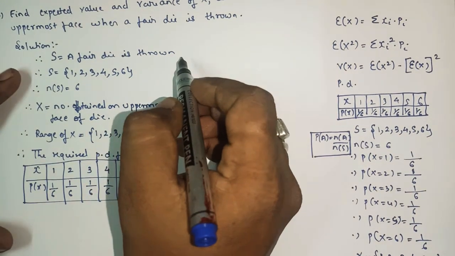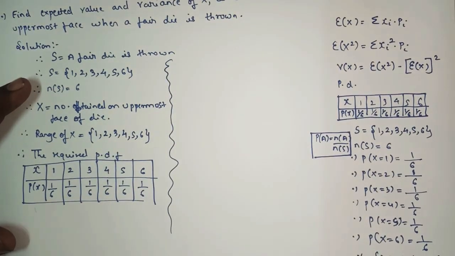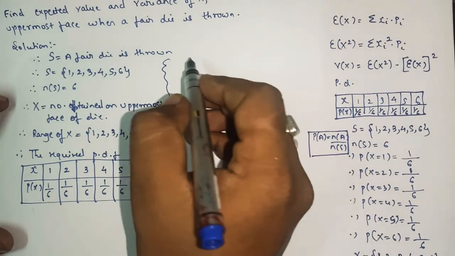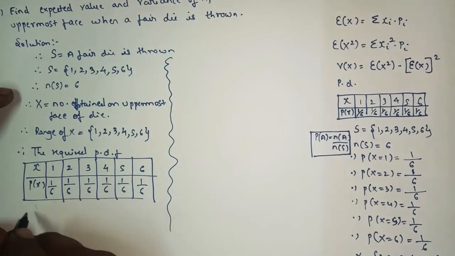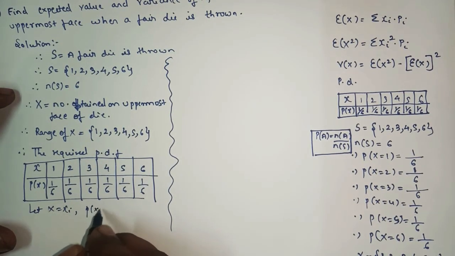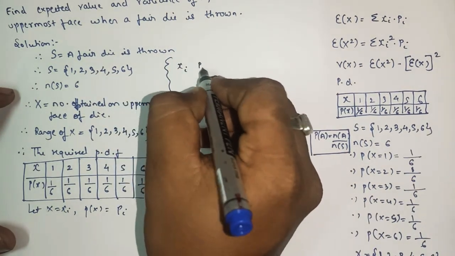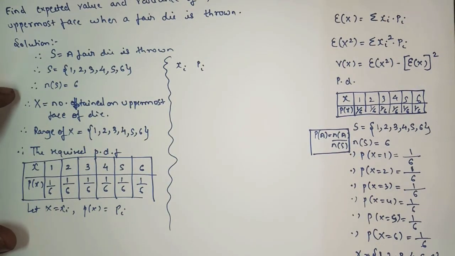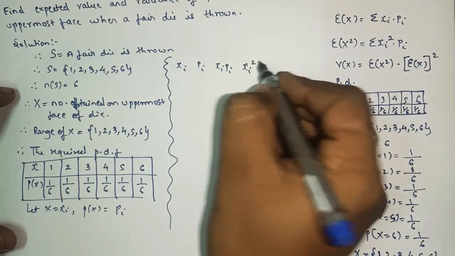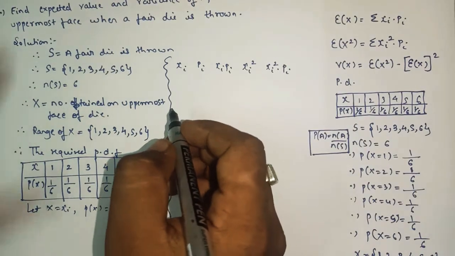So now after this, as we got the value of X and P(x), we'll prepare a table. Before this we'll write: let X be xi and P(x) be pi. Yes or no? So xi, pi, xi pi, xi square into pi. Yes or no?